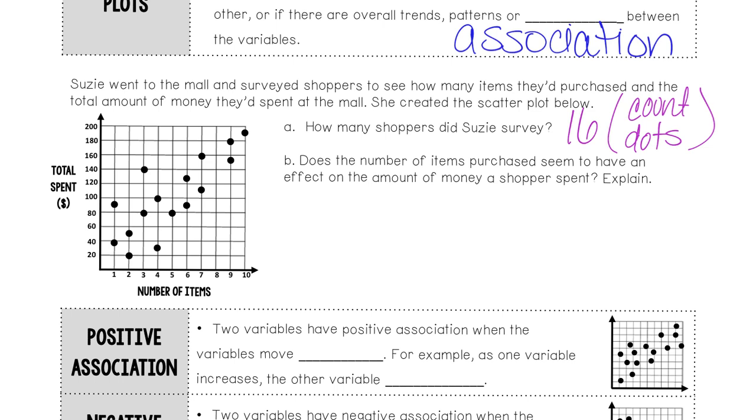To the list here. So we've talked about bivariate data. We've talked about association, right? And now we're talking about the number of dots representing the pieces of data. So my next question is, does the number of items purchased have an effect on the amount of money a shopper spent? When we look at the number of items here and the total money spent, do they affect each other?